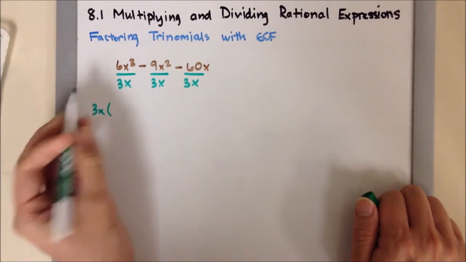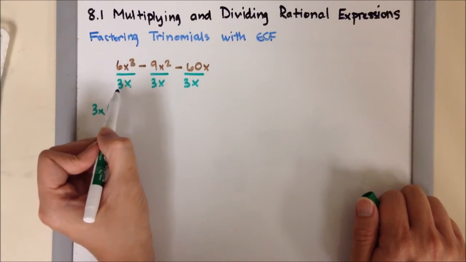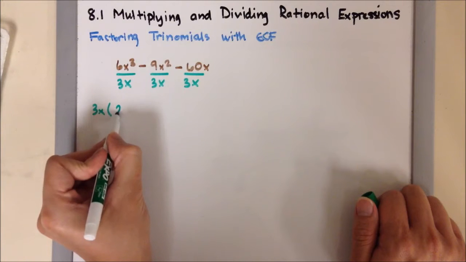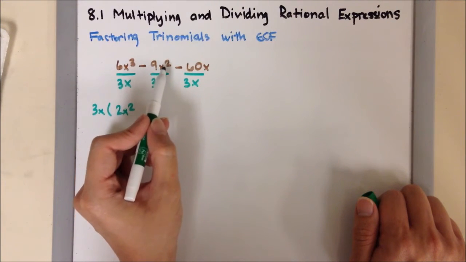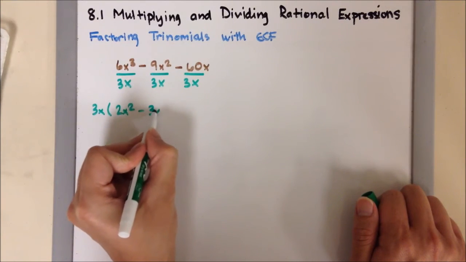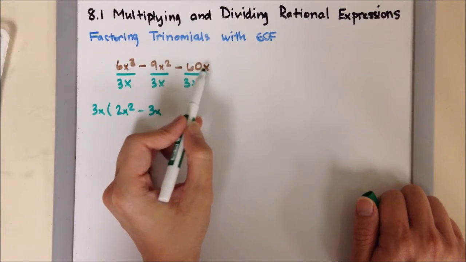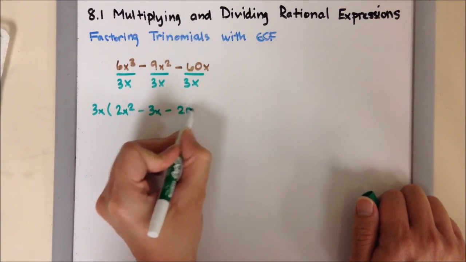So I'm going to have 3x outside. Inside, 6x to the third divided by 3x will be 2x to the second power. Negative 9x to the second power divided by 3x will be negative 3x. And then negative 60x divided by 3x will be negative 20.